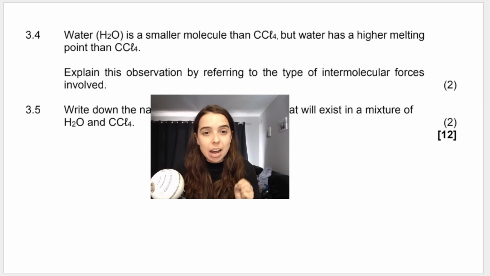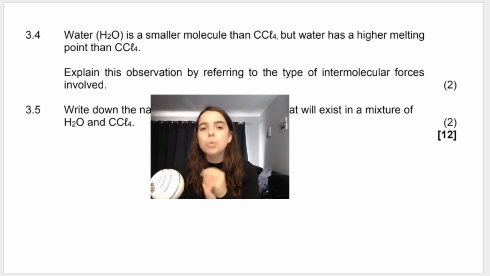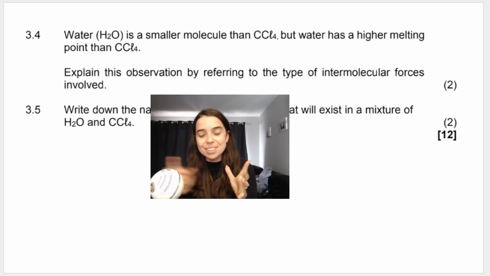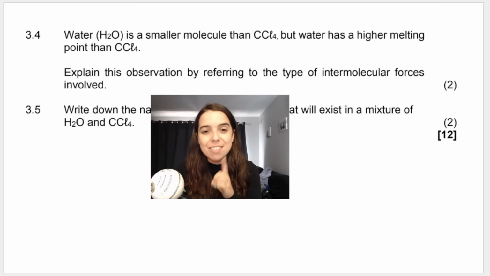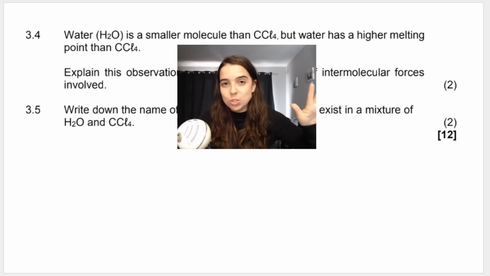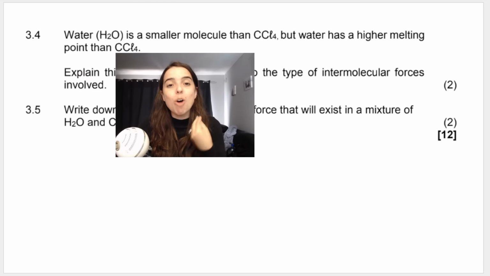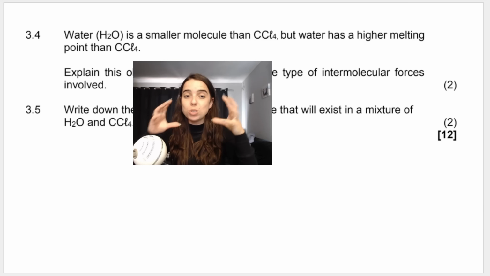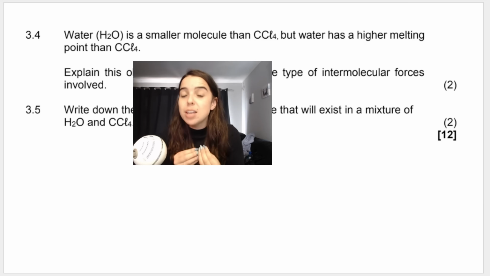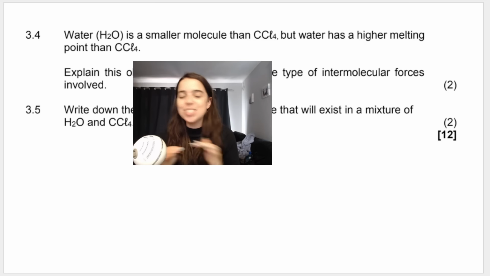Well, this doesn't have to do with the mass. Okay, so water might be a smaller molecule, which means it has a smaller area, but what makes water so impressive is that water doesn't just have London forces. Remember, CCl4 just has London forces. You need to know that water has a special type of force that exists between the water molecules. It's a special type of dipole-dipole force called hydrogen bonding. You need to know that.